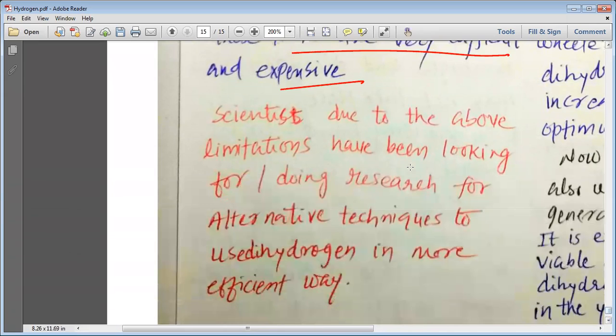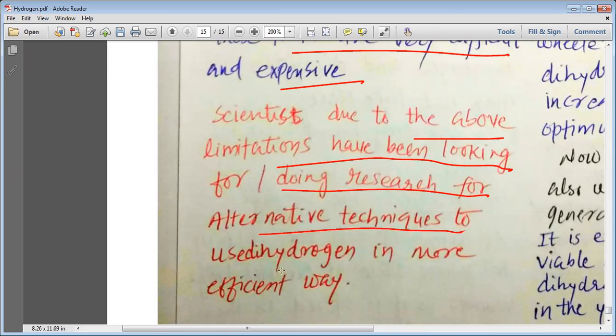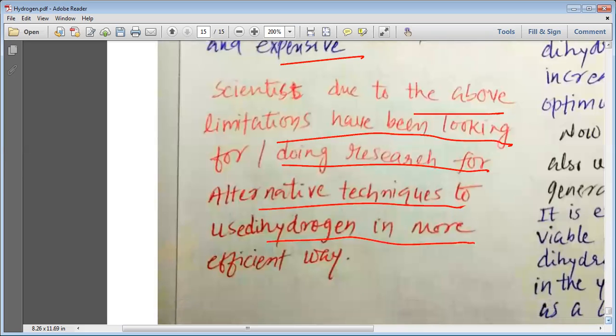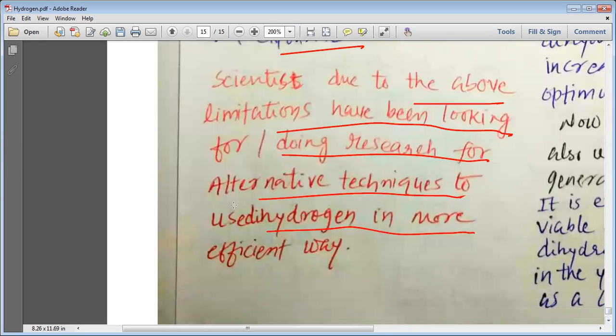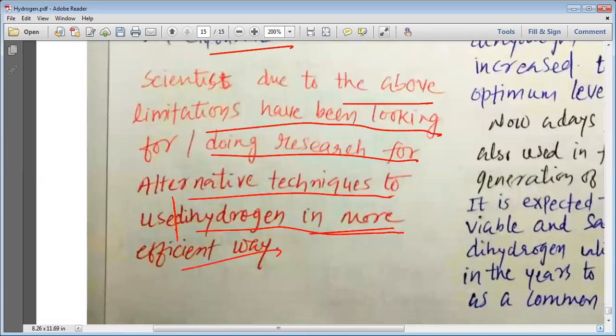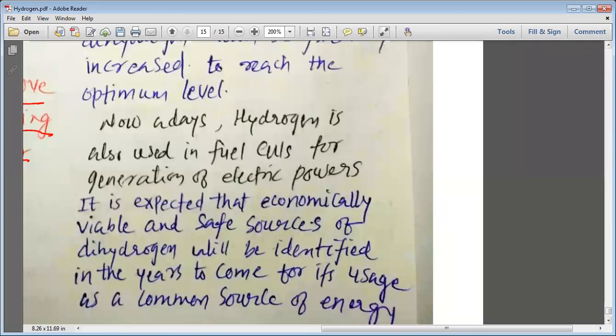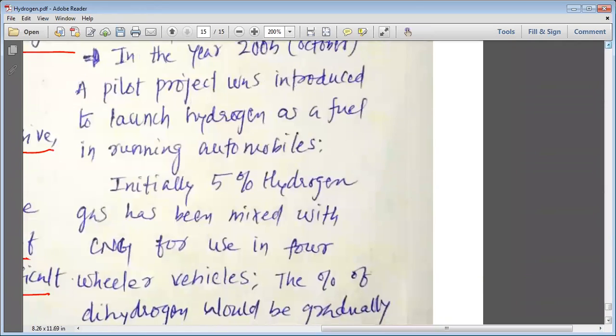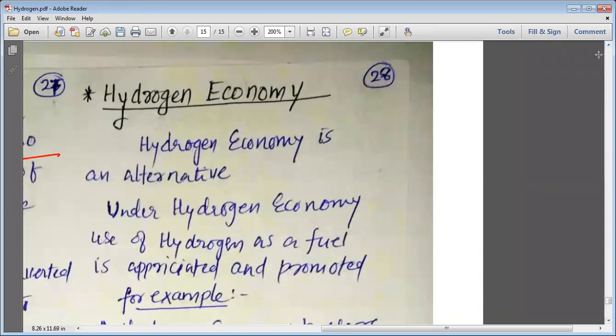So scientists, due to the above limitations, have been doing research for alternative techniques to use dihydrogen in a more efficient way. The scientists are trying to research the area where we can use, store or transport dihydrogen in some other ways.